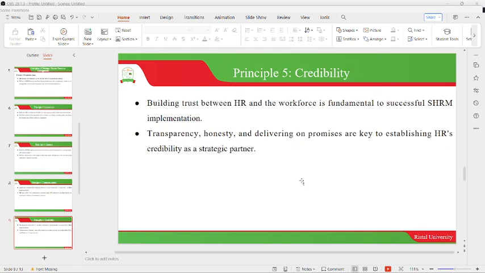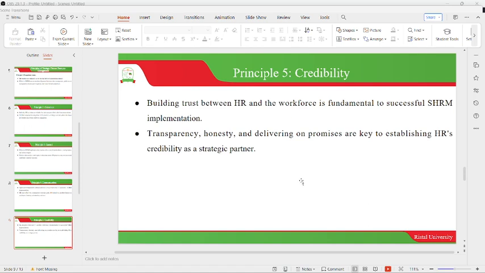Then the next principle is principle number 5, which is about credibility. So you need to build trust between the HR and the workforce. It is fundamental to successful strategic human resource implementation. When we talk of the HR and the workforce, the HR is basically the organization in this particular context. So the workforce is now the employees.